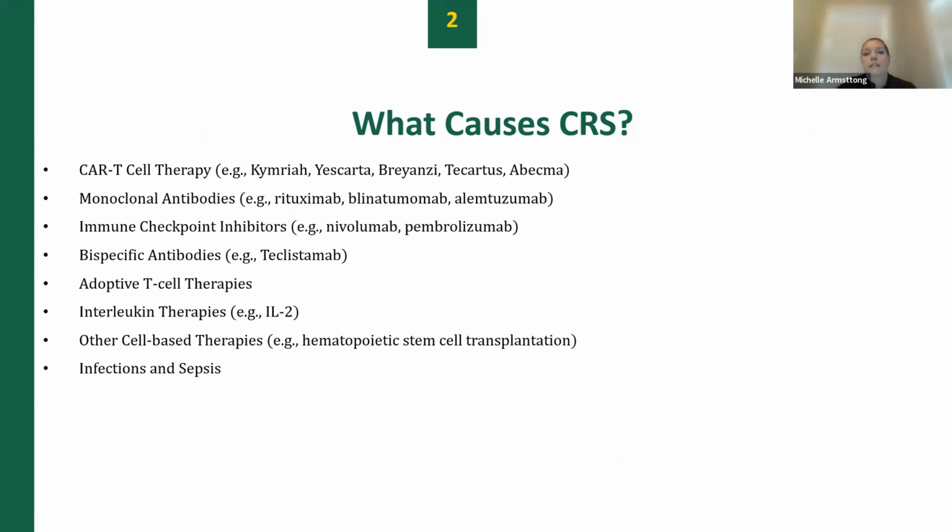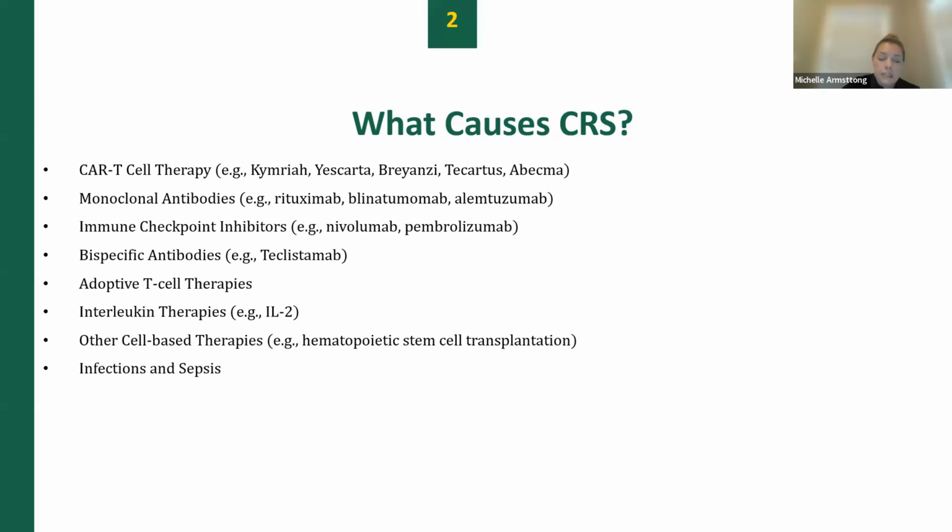So what causes CRS? There's a plethora of things that can potentiate this cytokine release syndrome. Most commonly known are CAR T cell therapies like Kymriah, Yescarta, Breyanzi, Tecartus, Abecma. Sometimes monoclonal antibodies like Rituxan, Blincyto, those have more mild CRS potential. Immune checkpoint inhibitors, and then one of the newer therapies that's really being heavily developed, BiTE therapies like teclistamab, Tecvayli, they do have the potential for some of the more severe CRS type reactions.